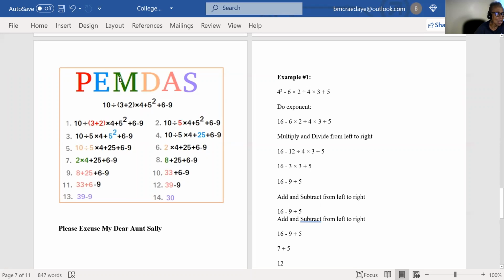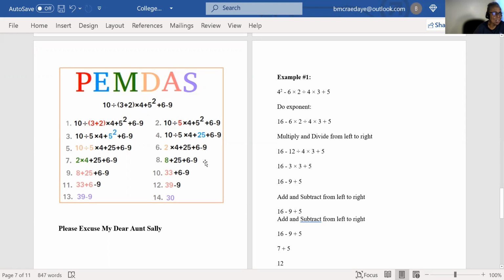Next operation is actually multiplication and division, whichever one comes first. Since the division came first here, we do 10 divided by 5 is 2. So now this becomes 2 times 4 plus 25 plus 6 minus 9. Multiplication came next. 2 times 4 is multiplication. That gives you 8. So now your expression becomes 8 plus 25 plus 6 minus 9.